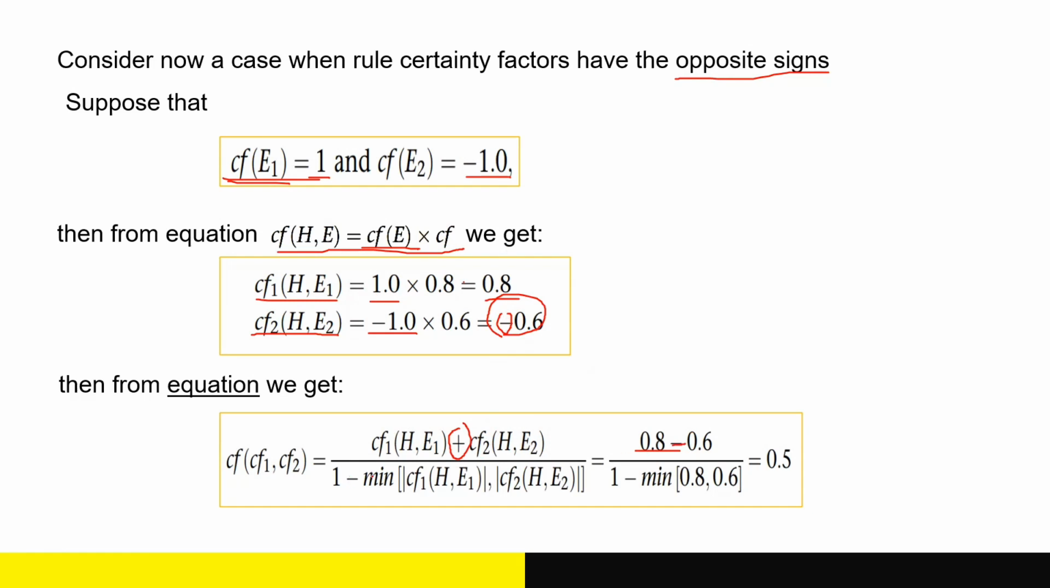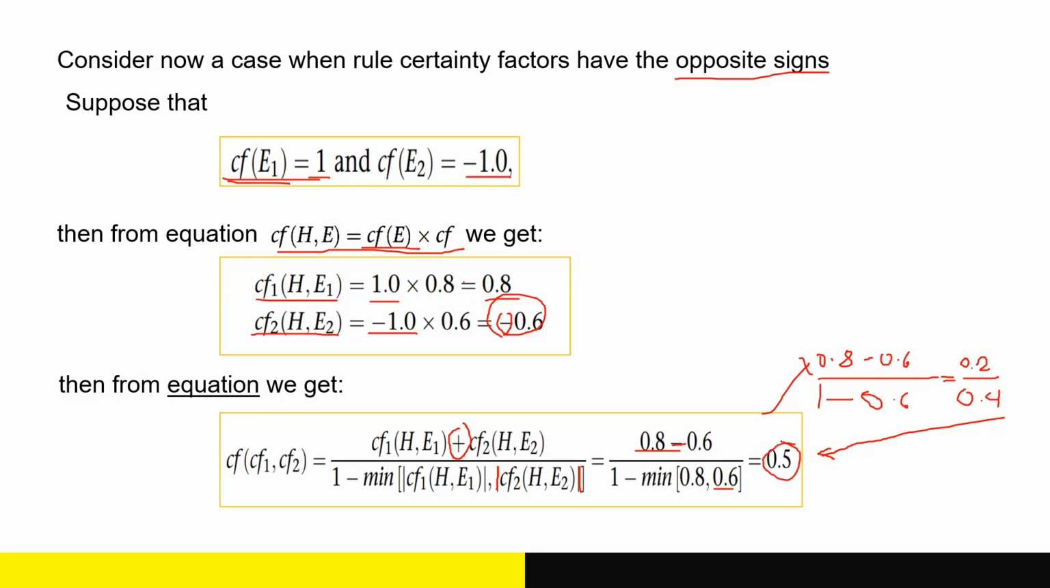Since this one is positive and this one is negative, they have different signs, so we will subtract. And then 1 minus the minimum of the absolute values of certainty factor 1 and certainty factor 2. Nagiging positive siya dito kasi absolute, so from negative it becomes positive. So 0.8 minus 0.6 divided by 1. The minimum here is 0.6, siya po yung mababa. So 0.2 divided by 0.4.